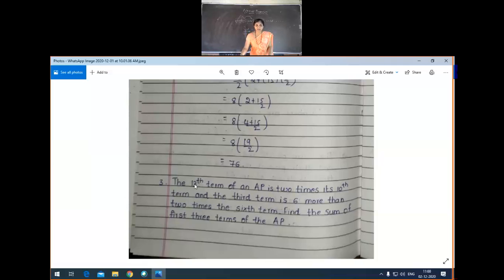First one is simple: the 13th term A13 is equal to 2 times its 10th term, 2 into A10. That is the first statement. And the third term A3 is equal to 6 more than, so the plus sign, 6 plus 2 times the sixth term, 2 into A6. Find the sum of the first 3 terms of the AP.